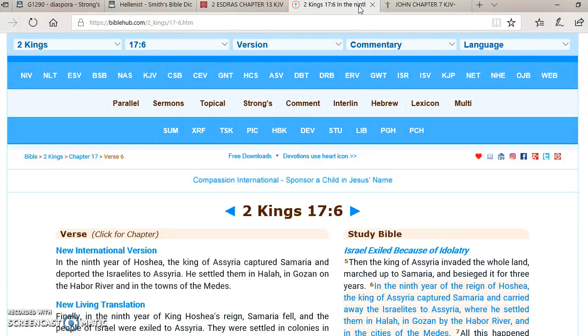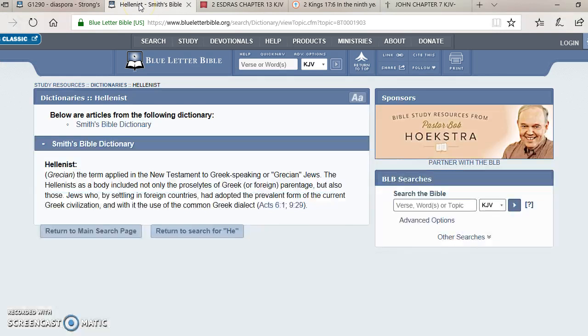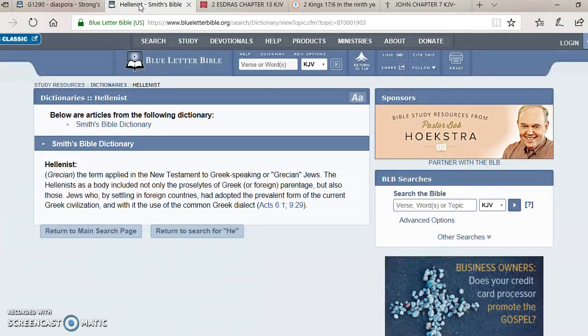And throughout different captivities and different kingdoms and different times, the other Israelites got dispersed and deported throughout the whole globe. So those people right now are living amongst other nations, and they have become what is known as Hellenists. And this is the Smith Bible Dictionary. Hellenist is Grecian, the term applied in the New Testament to Greek-speaking or Grecian Jews. Okay? So when it's talking about Greeks, or it's talking about Gentiles, it just dropped a bomb on you.